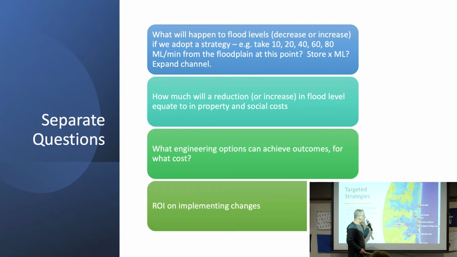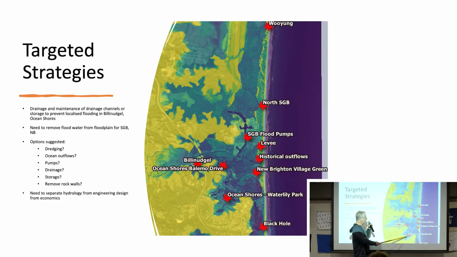So in terms of strategies, there are three areas that I know of where flooding is high up in the catchments. I think drainage and maintenance of channels and drainage control and possibly storage strategies will actually help in these areas. And then there's a bunch of areas here where getting water off the floodplain will actually achieve what we need to achieve. So, thank you.